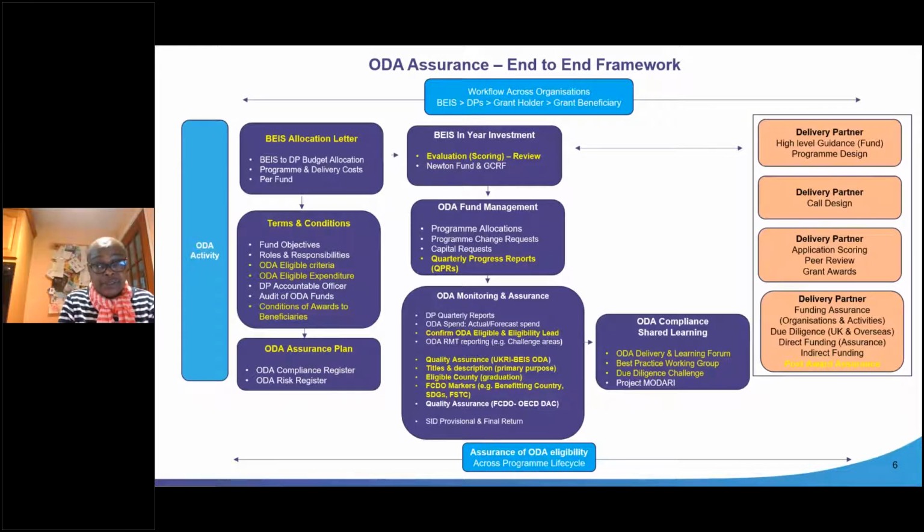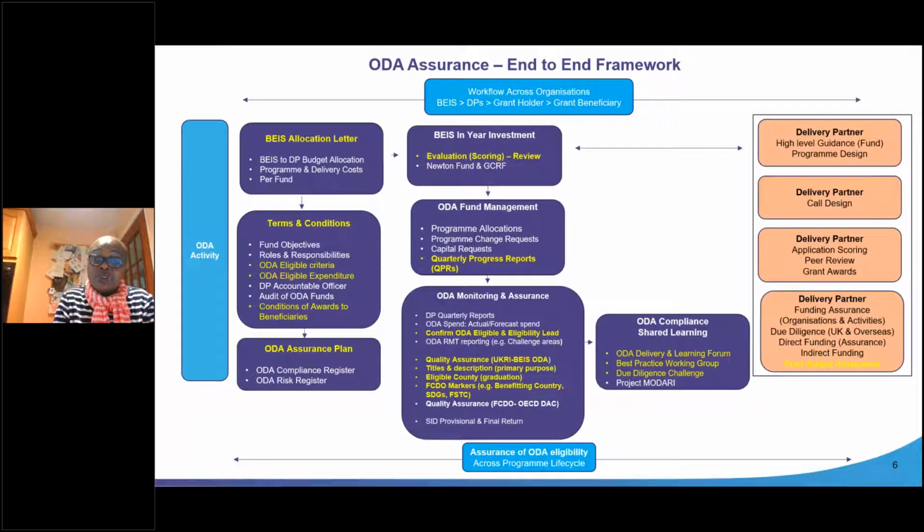There can be changes in scope, there can be graduation or qualification issues during the life cycle of programmes, some of which can be 2, 3, 4, 5 years. And we also ask for an ODA eligibility lead contact name who we can discuss any issues with. With each quarterly report on spend, that will tell us what has actually been spent and what is forecast to be spent against each programme line.